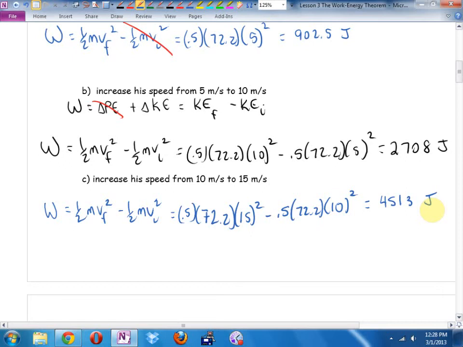That's one consequence of the work energy theorem. That's why you don't work up a sweat cycling at slow speeds. You work up a sweat going from a slow speed to a fast speed and maintaining that fast speed.